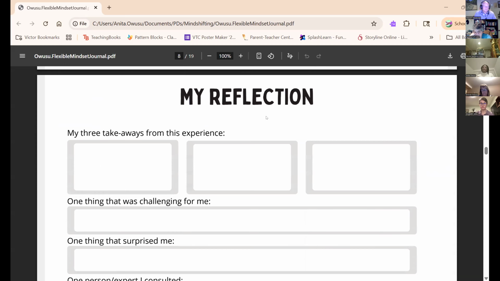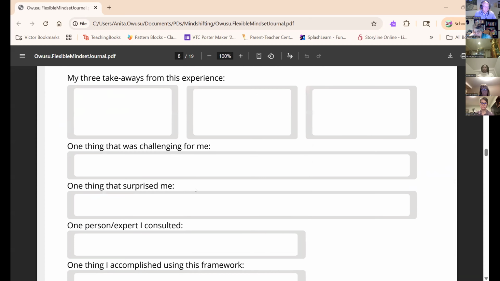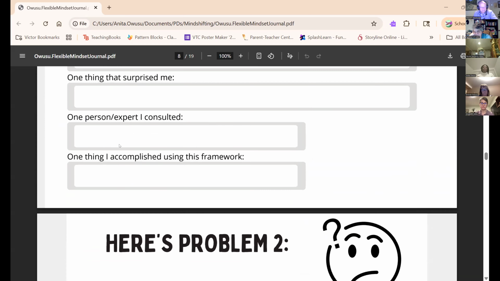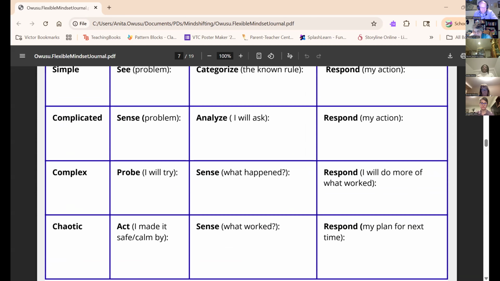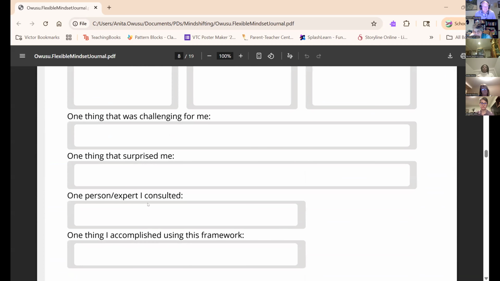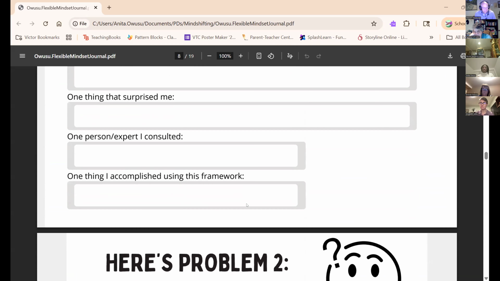And then I put a reflection piece. So my 3 takeaways from this experience: one thing that was challenging for me, one thing that surprised me. Then if you did a complicated question and in the analyze step asked someone, I wanted you to remember who that resource was. So one person or expert I consulted, and you can write that. And then one thing you accomplished using this framework.